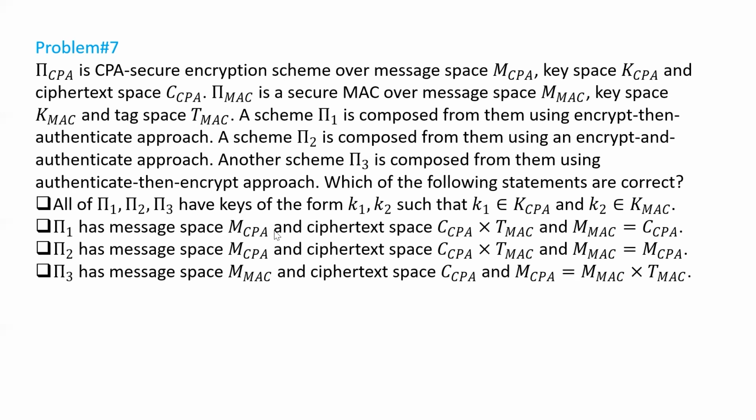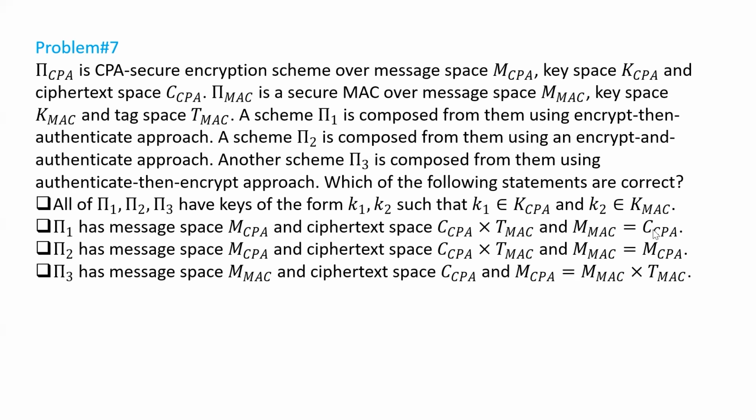And then you get a ciphertext, right, after encryption. And then you are using that ciphertext as input to the MAC scheme, and you are getting some tag. And your overall output of the authenticated encryption scheme Pi1 is the ciphertext and the tag T. So the output space for the whole authenticated encryption scheme is CCPA cross TMAC. So you have the ciphertext and the corresponding tag of that ciphertext. So this is the ciphertext space for the authenticated encryption scheme.